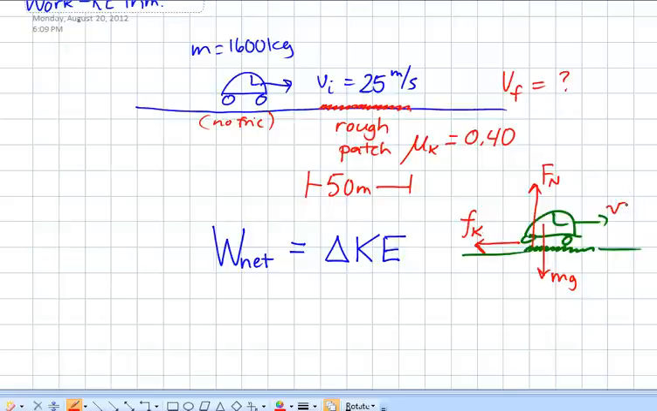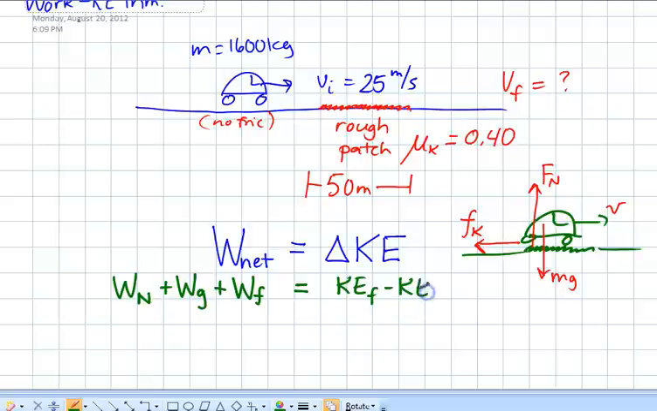It's not a force. Alright, so now to really use the work-energy theorem, we have to take each of these forces and figure out how much work is done because of these forces. So we have work due to the normal force. We have work done by gravity, and we have work done by friction. And that is going to give us kinetic energy final minus kinetic energy initial.